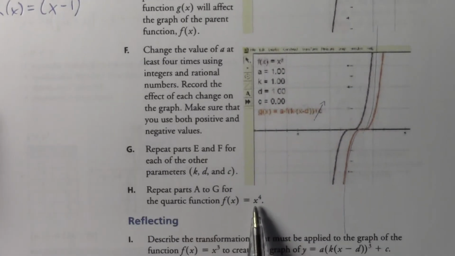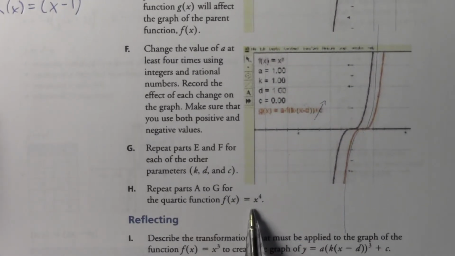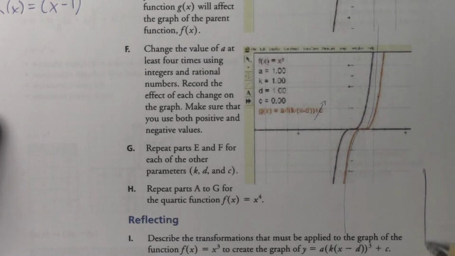Same idea with x to the exponent of 4. We should know what that base graph looks like now, right? We should all know this.